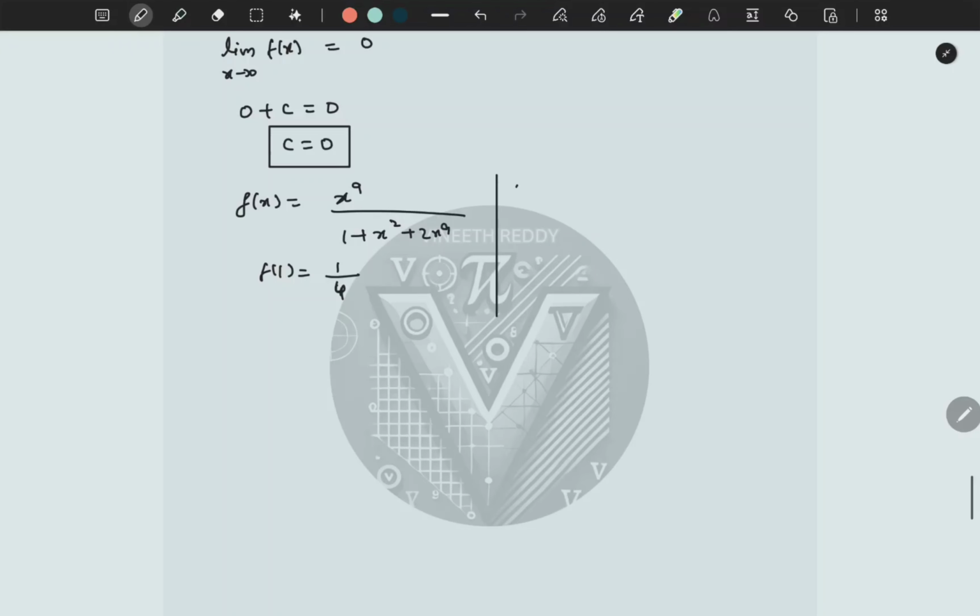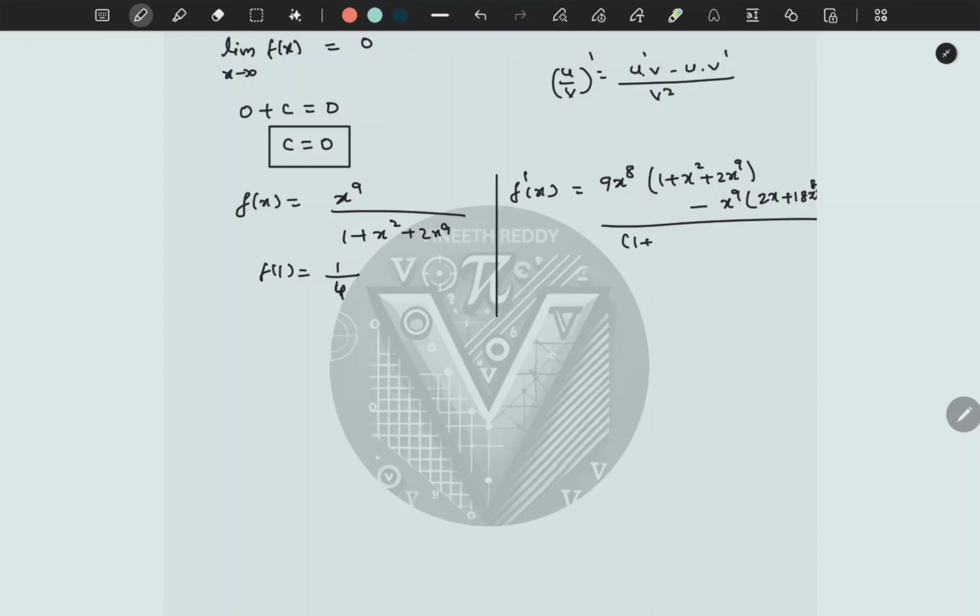It is a little challenging. So f dash of x, let me recall, (u by v) whole dash will be u dash into v minus u into v dash by v square. So derivative of numerator will be 9 into x to the power 8, into denominator 1 plus x square plus 2 x to the power 9, minus u is x power 9, and derivative of denominator will be 2x plus 18, 2 into 9 is 18, x power 8, divided by (1 plus x square plus 2 x power 9) whole square.